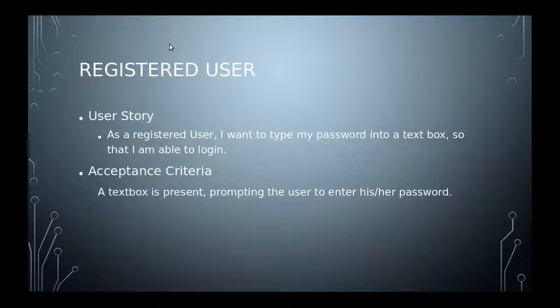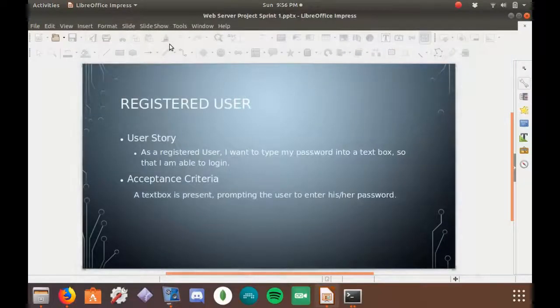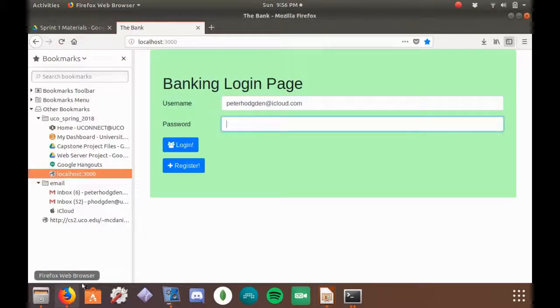User story: as a registered user, I want to type my password into a text box so that I am able to log in. Acceptance criteria: a text box is present, prompting the user to enter his or her password. Here you can see, you can type your password. And this concludes my user stories and acceptance criteria for this sprint.